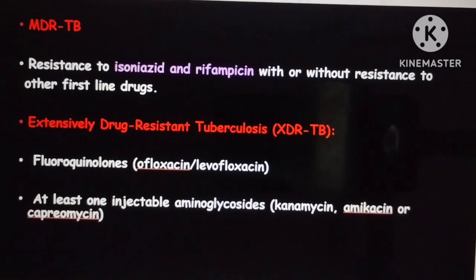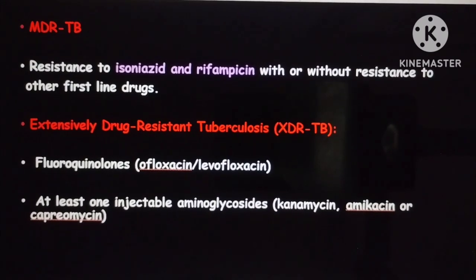So here are some of the important terms. If the patient has been labeled as multi-drug resistant tuberculosis, he is resistant to isoniazid and rifampicin, with or without resistance to other drugs, but he is resistant to both of these. Whereas extensively drug resistant means he is resistant to fluoroquinolones and at least one injectable aminoglycoside like kanamycin, amikacin and capreomycin.